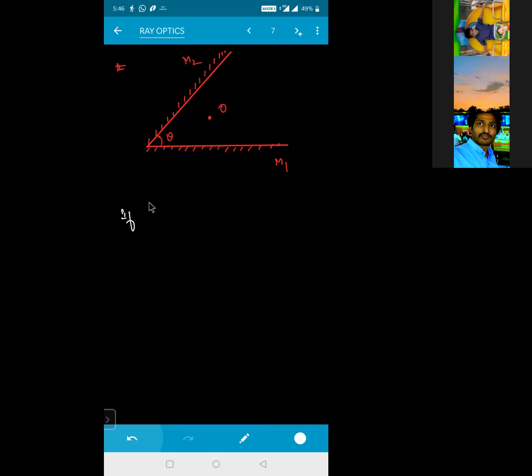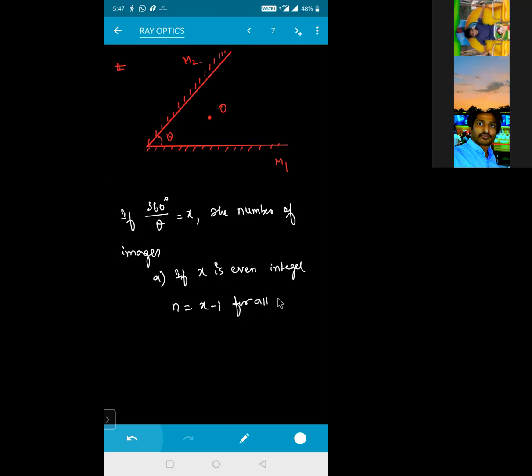Now see here, if 360 divided by theta is equal to x, the number of images will be as follows. Number A: if x is an even integer, the number of images will be n equals x minus 1 for all positions of the object. Have you got it?